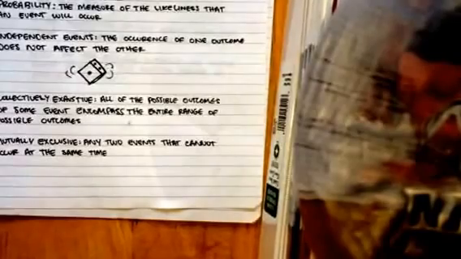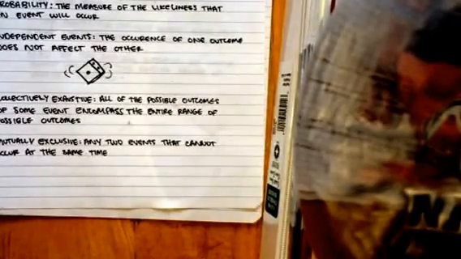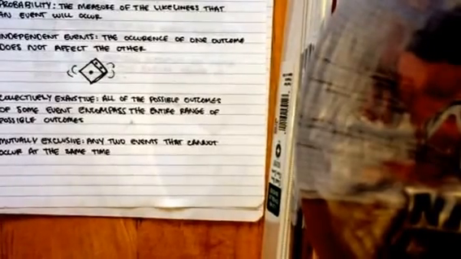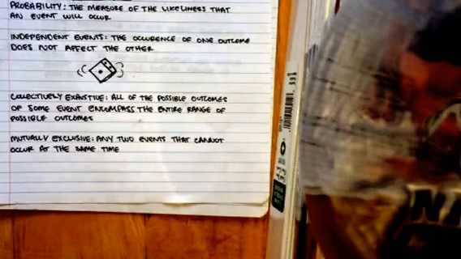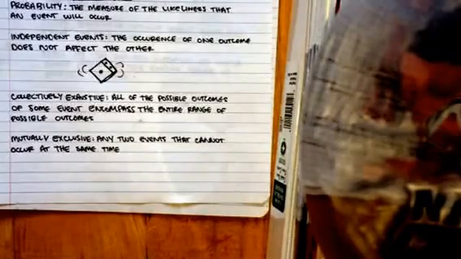Next, I will talk to you about collectively exhaustive events. All of the possible outcomes of some event encompass the entire range of possible outcomes of that event. So this could be such as rolling a die again. There's numbers 1 through 6, and if you roll a die, you can only roll those numbers 1, 2, 3, 4, 5, and 6.